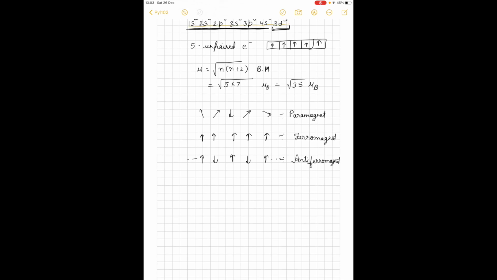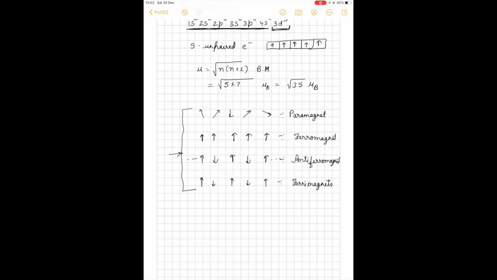Then there is a last one where you have two sublattices. Generally, the strength of one of them is different, which I can show by a small arrow. So these kinds of things are called ferrimagnets. We'll see these properties in great detail later, but because now we are discussing the unpaired electrons, I'm telling you how to visualize the different categories.